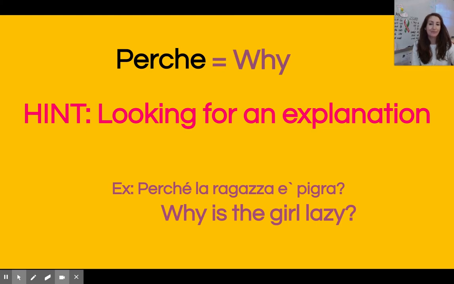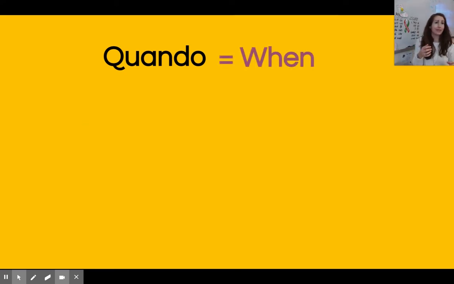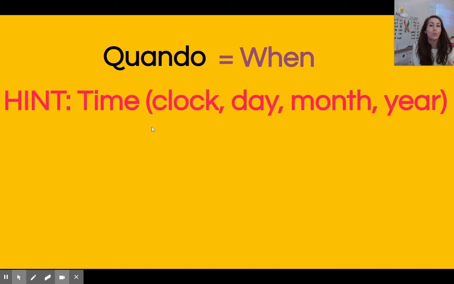Next domanda, next question word, quando, when. There's actually a very famous song, Dimmi quando, quando, quando. Well, at least I think it's famous. When, we use the when question, even in English, to find out a time. Now, a time can reference the time on an orologio, on a clock, 9:15 a.m., per esempio.